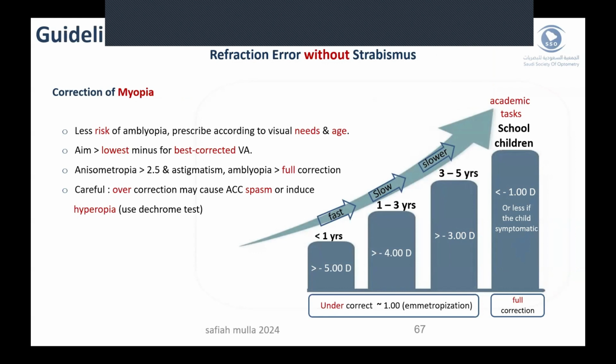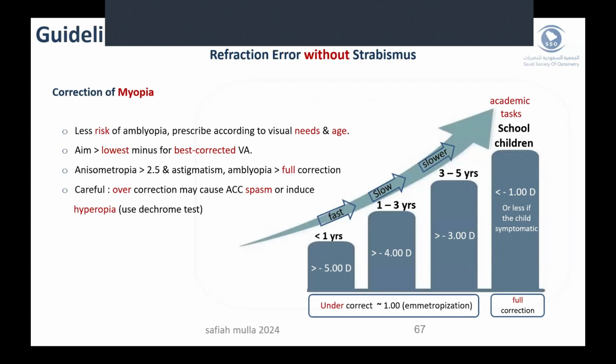The aim will be the lowest minus for the best corrected visual acuity. But if they have anisometropia more than 2.5 diopter, or astigmatism, or amblyopia, then you are going to give full correction. And you have to be careful. Again, overcorrecting them may cause accommodative spasm or induce hyperopia for the child. So you can also use one of the balance examinations, such as the duochrome test, if the child is able to do it, to make a balance, or to get out of that over minus, if it can happen.